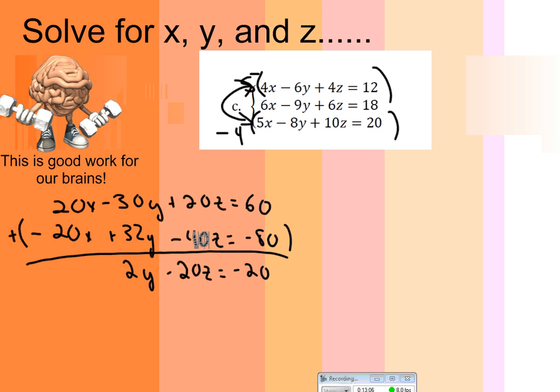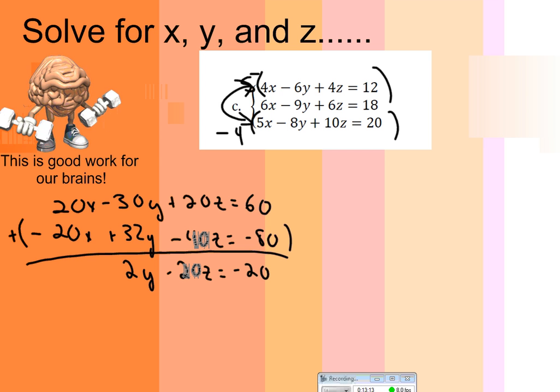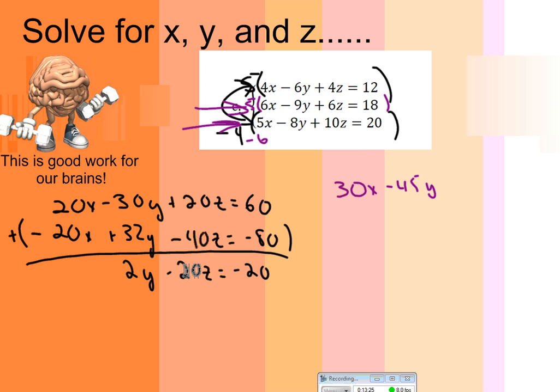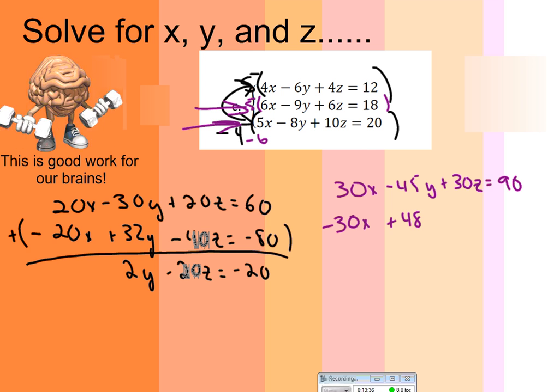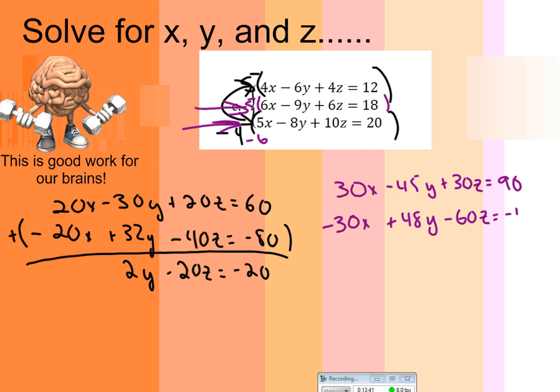Okay, that's that one. So now if I take the second and the third one, this one and this one, I multiply this top one by 5 and this one by -6, I'm going to get 30x minus 45y plus 30z, and that's going to equal 90. Take this bottom one by -6, 48y minus 60z equals -120.